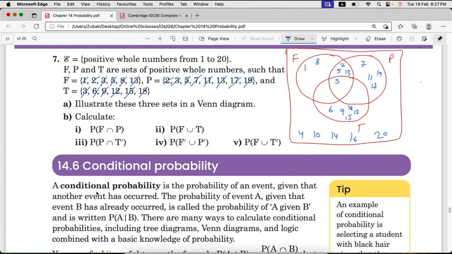Okay. Now calculate the probability of F intersection P. Try this first one. I'll do the latter with you.